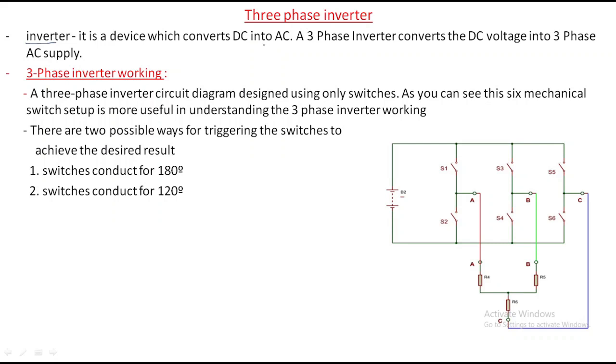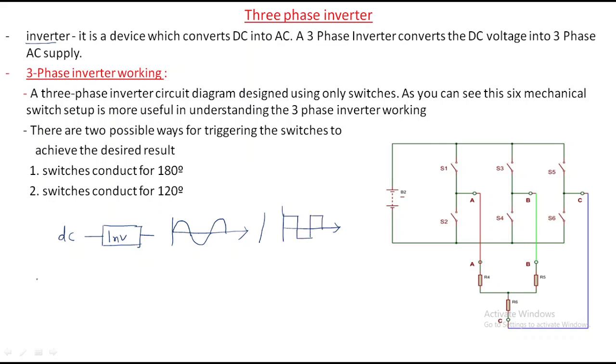A single-phase inverter produces a single-phase supply. That means if you give a DC supply to the single-phase inverter, it produces single-phase AC. Single-phase AC looks like this, or maybe it's a square wave. Maybe it's a square wave, but it must be an AC supply.